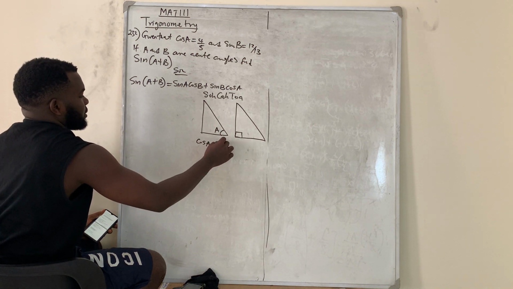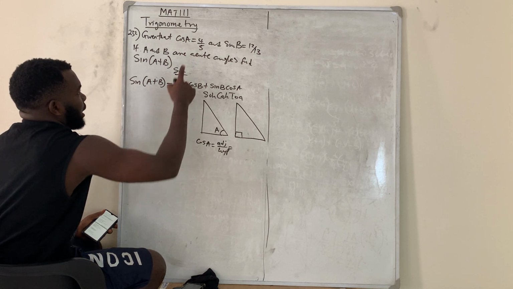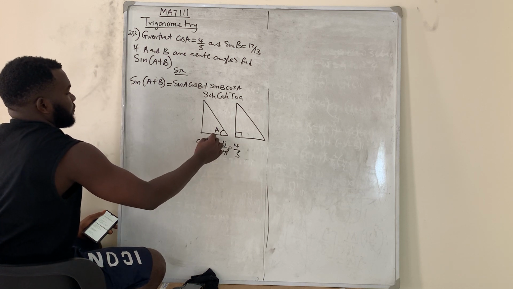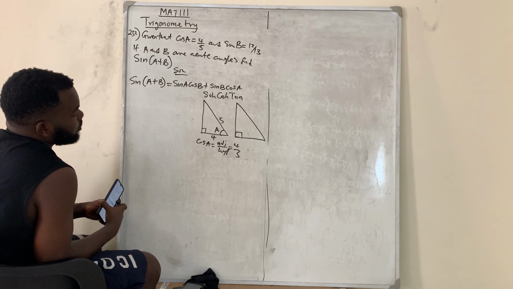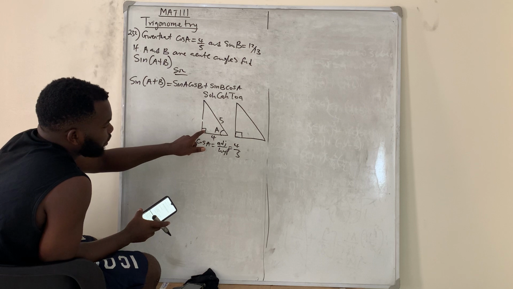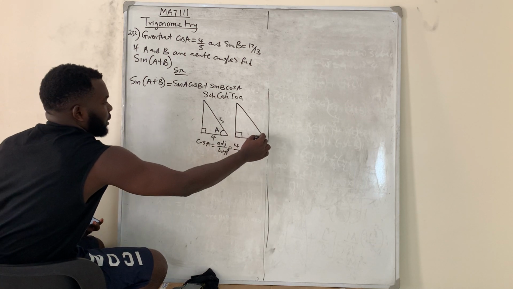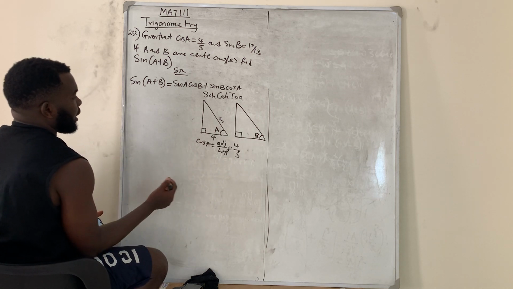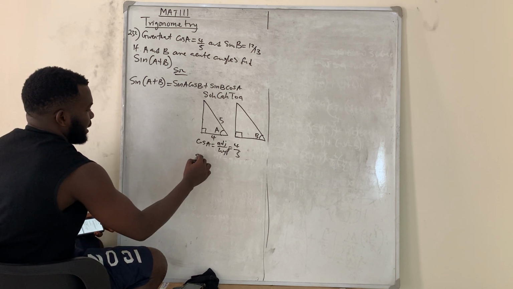So adjacent over hypotenuse, which is what they gave me as 4 over 5. So my adjacent is 4 and my hypotenuse is 5. Don't forget that adjacent is just the remaining side. Opposite is the side that is facing the angle, while hypotenuse is the side that is facing the 90 degrees. This one now is my B. So let me find my sine A.